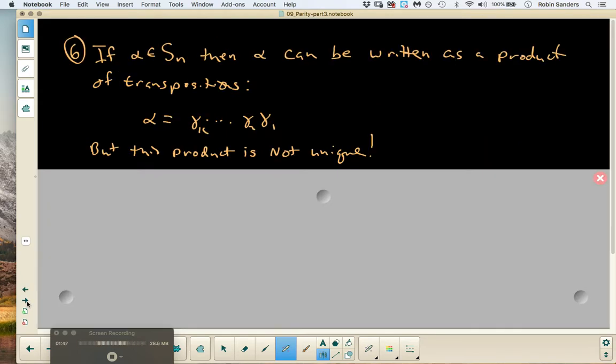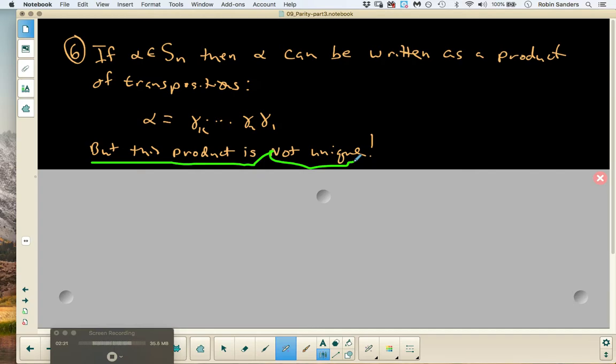There's one other thing that I also want to review, and that's that I think it was 2 videos ago that we showed that any permutation can be written as a product of transpositions. And this basically follows from the fact that any cycle can be written as a product of transpositions, and any permutation can be written as a product of disjoint cycles. But it is important to note that this kind of product is not unique.